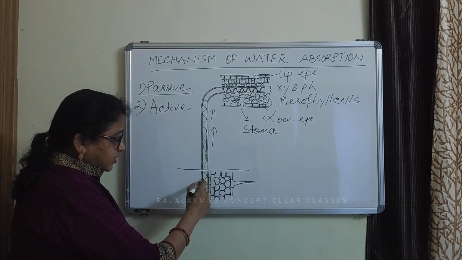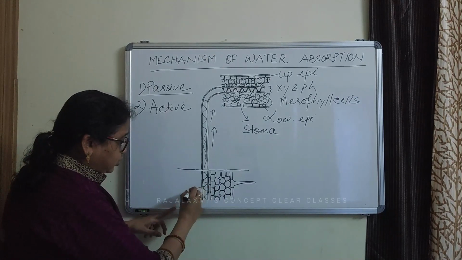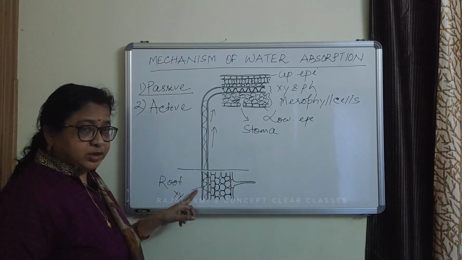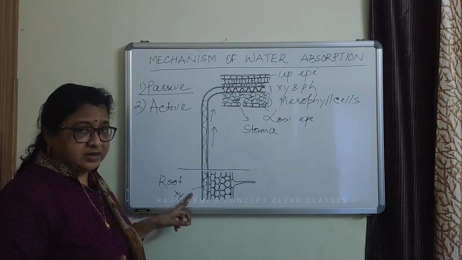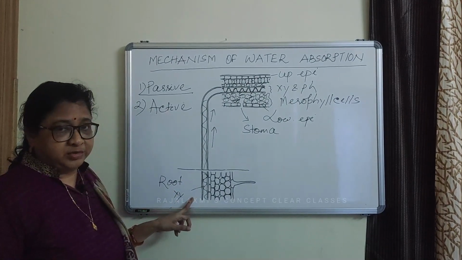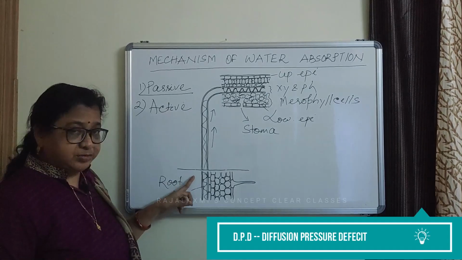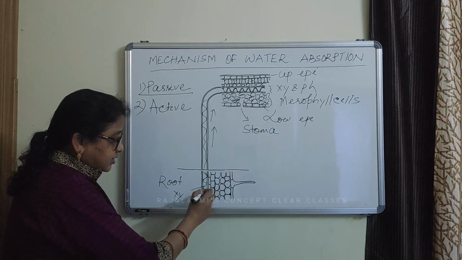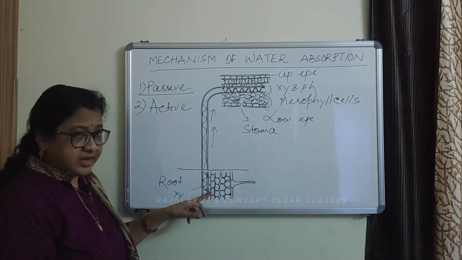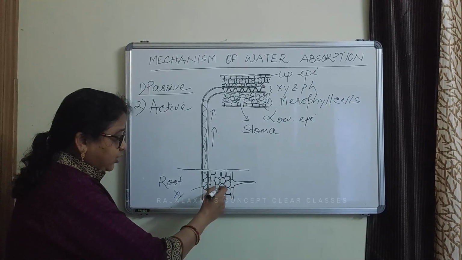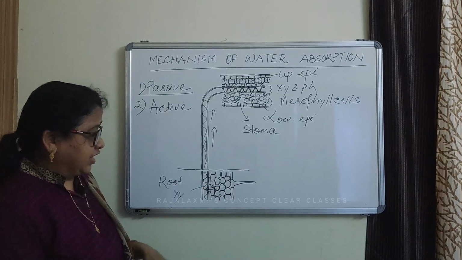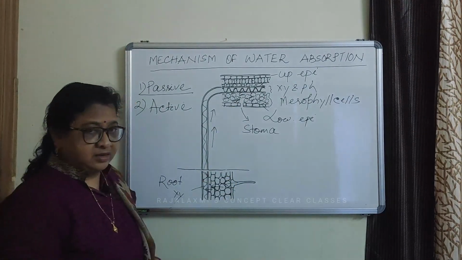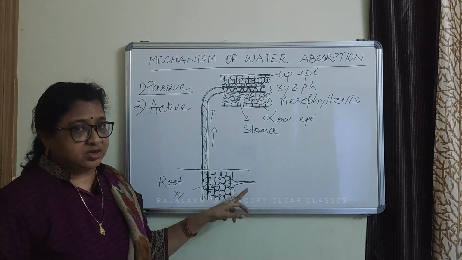The water potential of the root xylem decreases, or in other words, the DPD of the root xylem increases. When the diffusion pressure deficit increases, it will absorb water from the root endodermal cell. Again, the endodermal cell will absorb water from the root cortex, and finally the water is absorbed from the root hair, as root hairs are in contact with the soil water.